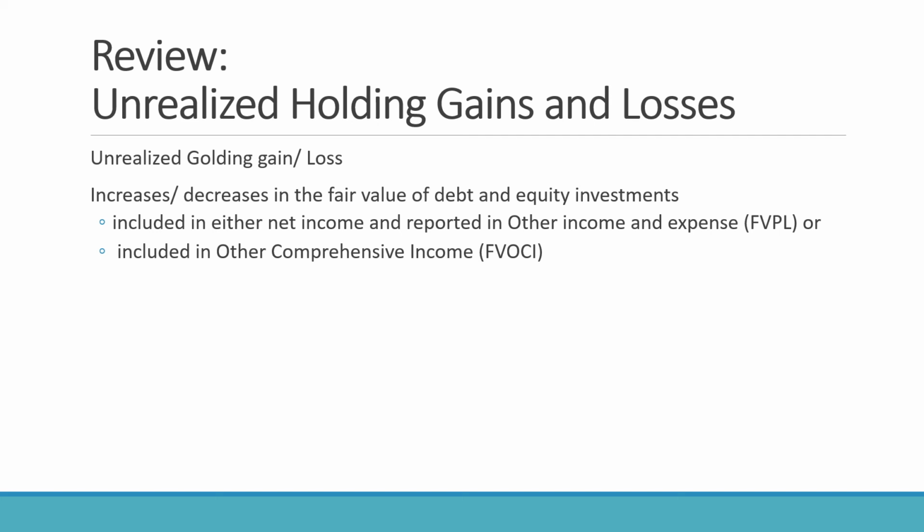Some of these are going to be reported FVPL, which we said stands for fair value through profit and loss. That means that they are going to be reported on your income statement and included in net income, where others are going to be FVOCI, which means that they are going to be reported as other comprehensive income.